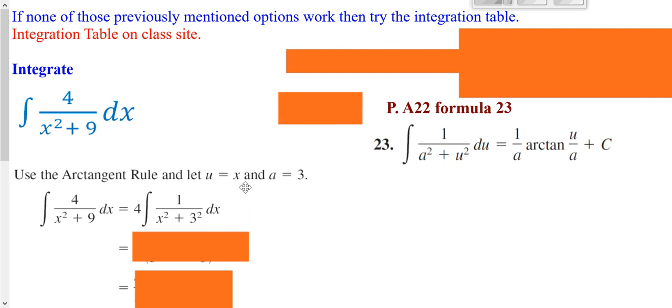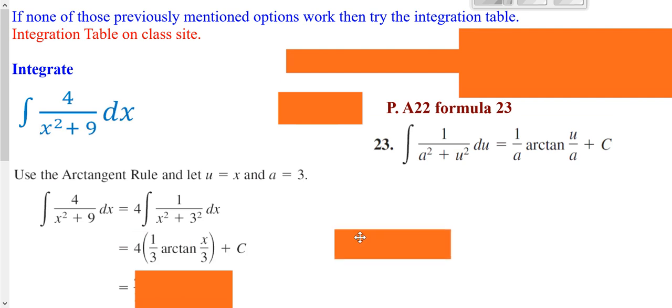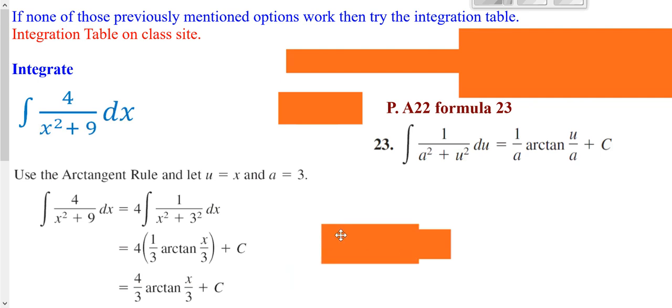So all we're going to do is replace this right here with this using our formula. So when we do that, we replace our A's with 3's, replace our U with X, and we get this here. So what I would do at the end is basically take my 4 times only 1/3 in front and then leave it like that. That's what I would write.